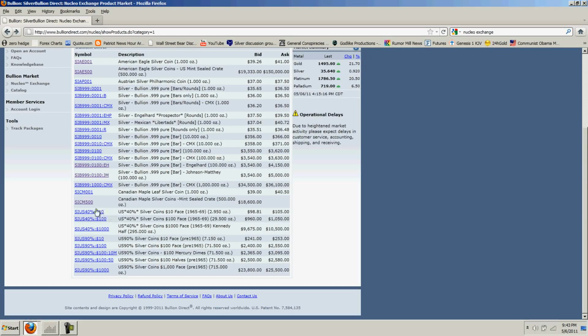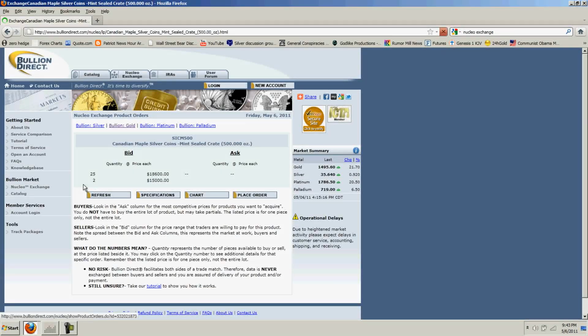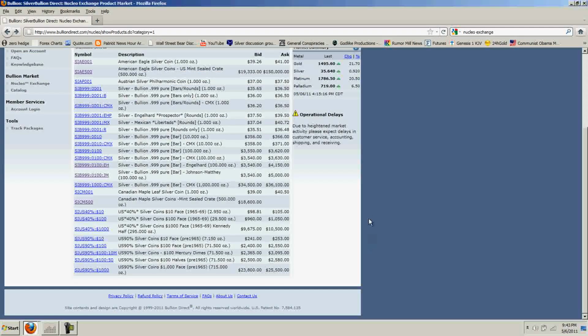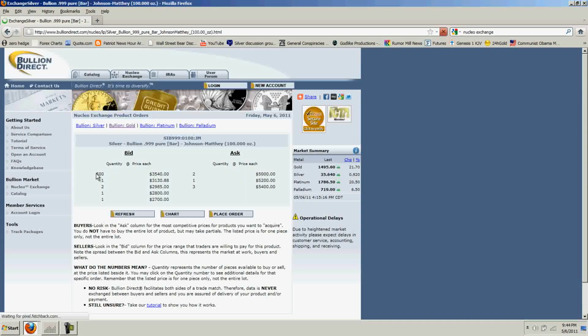We can also go down here and look at Canadian maple silver coins. A crate, a sealed crate, $18,000. There's a lot of people who want to buy them. 25 boxes bid for $18,600, but nobody willing to sell them. So you've got your Johnson Matthey 100 ounce. You can see here, where's the Johnson Matthey 100 ounce bars? And their bid at $35.40, but anybody that has one isn't going to take less than $5,000 for one. So more evidence the price of physical is still around 50 bucks.